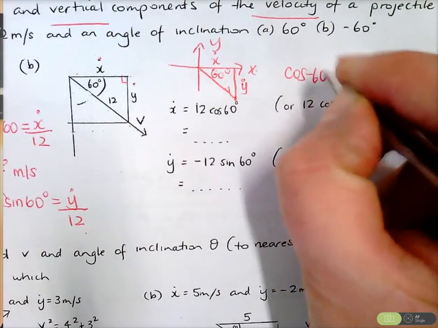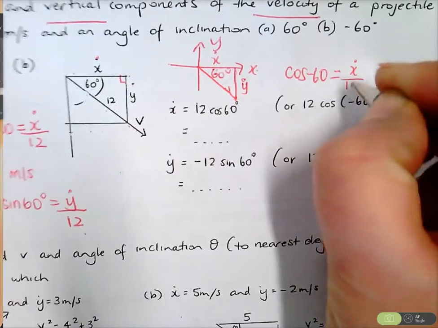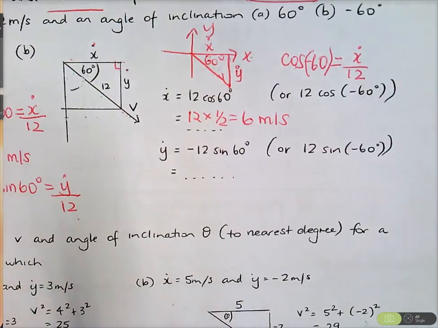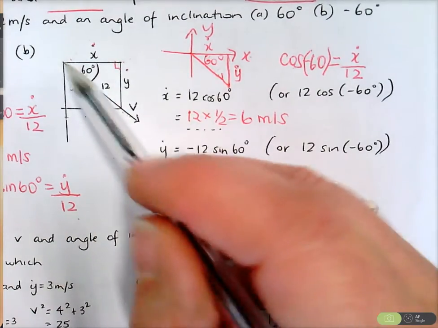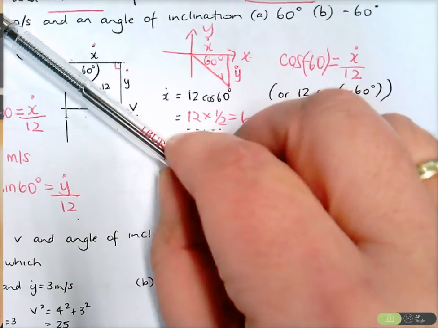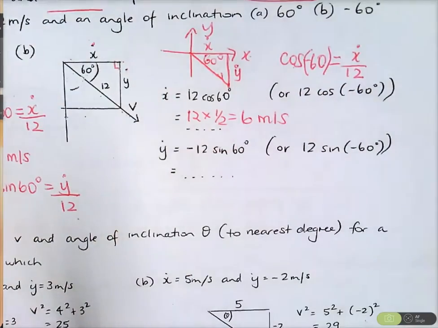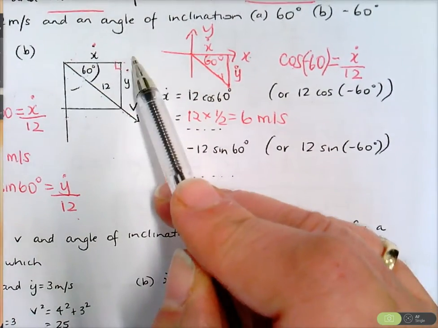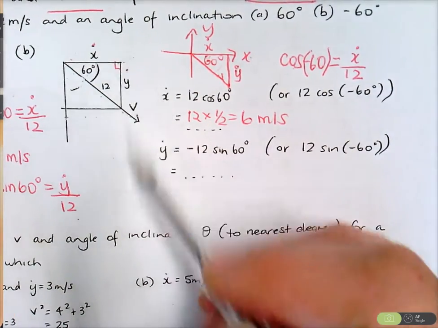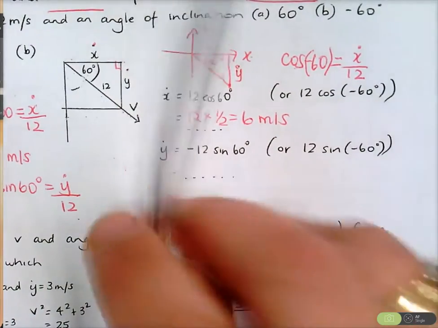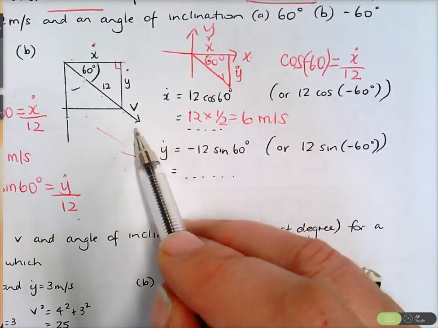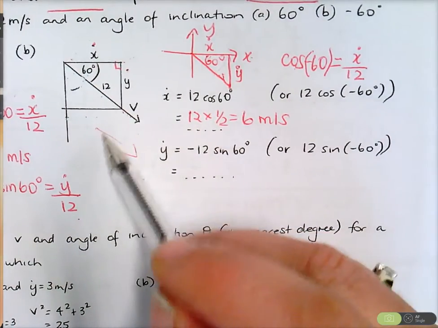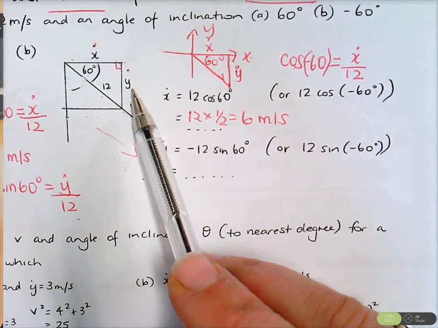Cos of negative 60 is x dot on 12, actually, if we're working in the triangle, we get a negative answer for this y dot, okay? So, girls, if the particle is travelling downwards, it's still going across to the right, which is positive. You know, right is positive, left is negative, down is negative, up is positive. If a particle's going this way, it's going to the right and down. Going to the right is positive, but going down is negative, so expect y dot here to be negative.